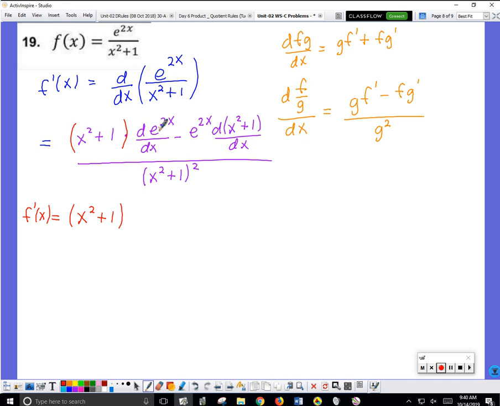Now I have the e rule. Derivative of e to the something is e to that same something multiplied by derivative of that something. Just wave at me if you need me to talk through that more. Minus e to the 2x.